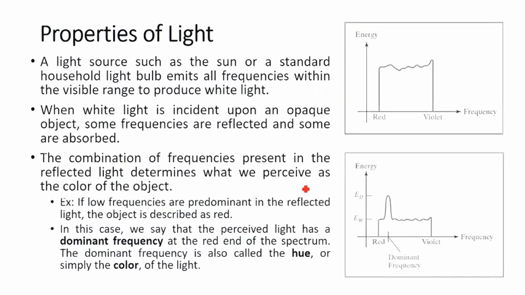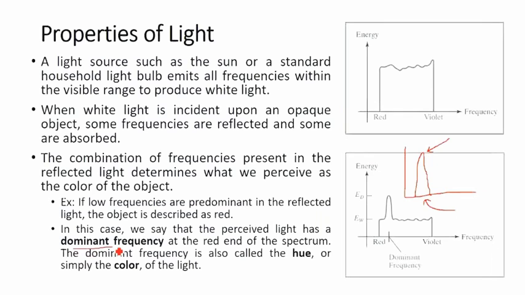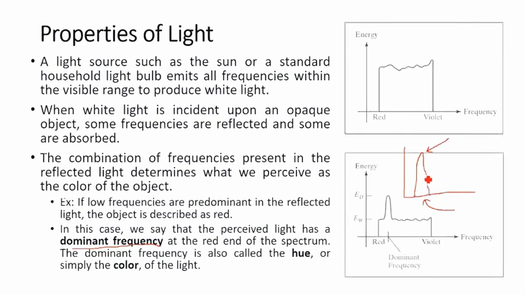Now suppose that a surface reflects something predominantly. The light which we perceive because of this reflection is called the dominant frequency. In this example, red is the dominant frequency. Even in this example, red is the dominant frequency because we are getting to see some shade of red. This dominant frequency is also called hue, or we can generally say it is the color of the light.